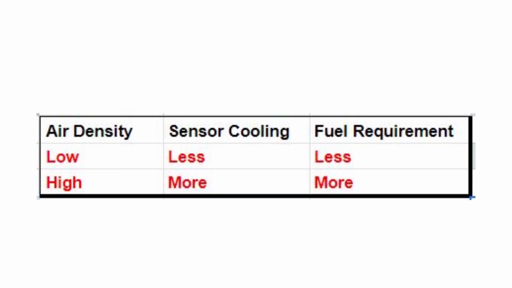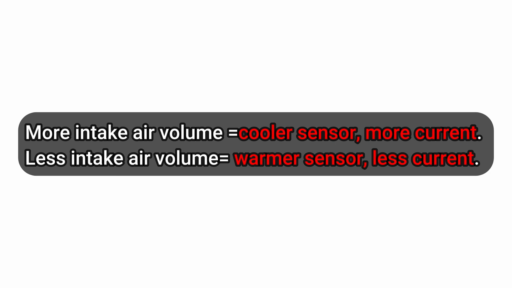The operating principle can be summarized as: the amount of intake air volume directly affects the temperature of the MAF sensor and the resulting current. When there's more intake air volume, the sensor cools down due to the increased airflow, leading to a higher current. Conversely, when there's less intake air volume, the sensor heats up, causing a lower current.